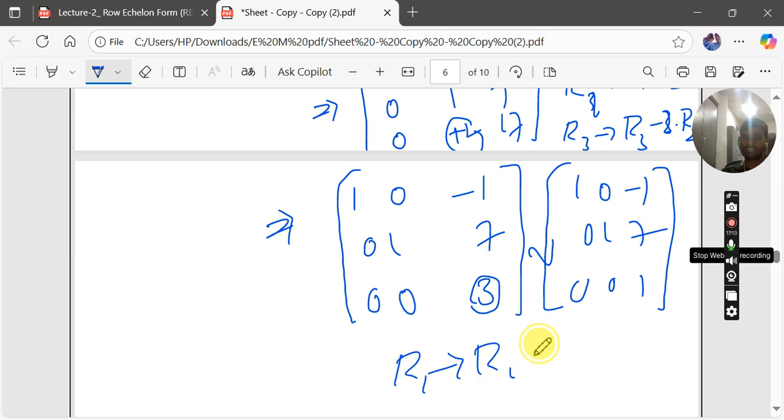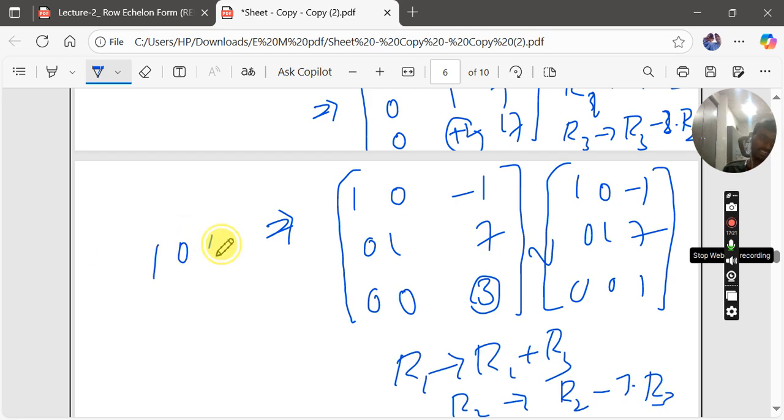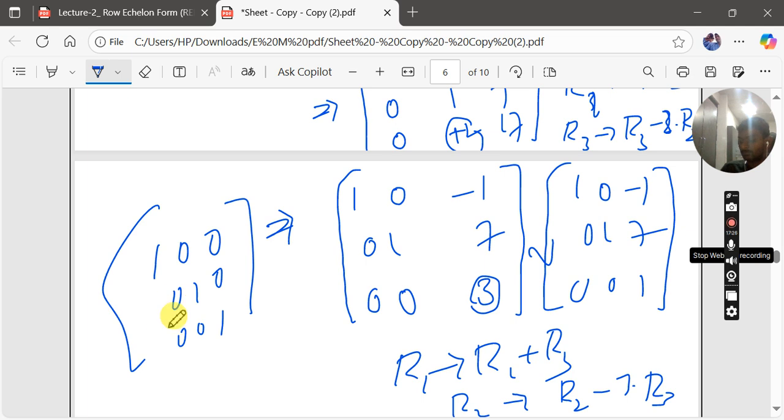R1 implies R1 plus R3. Similarly, R2 implies R2 minus 7 times R3. Then you will get 1 0 0, 0 1 0, 0 0 1. Okay, so like this you need to apply only row operations. You don't have the right to apply column operations.